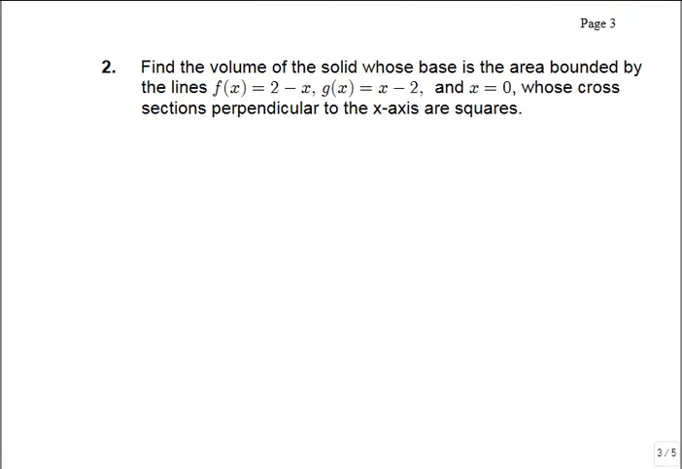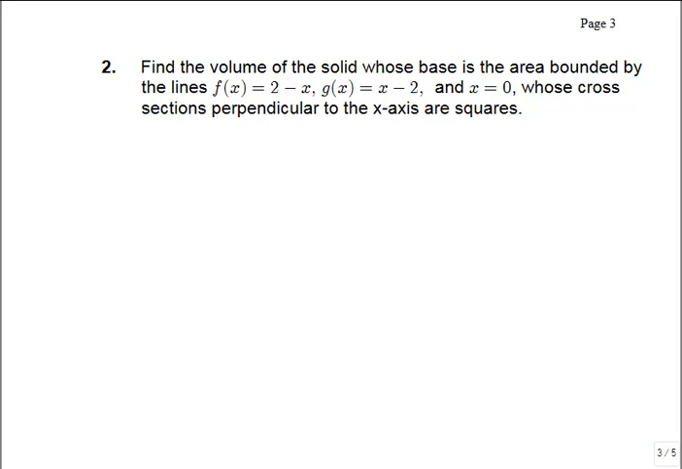Find the volume of a solid whose base is the area bounded by the lines f of x equals 2 minus x, g of x equals x minus 2, and x equals 0, whose cross sections perpendicular to the x-axis are squares. So you know you're doing these kinds of problems when the cross sections are shapes other than circles. So here we're dealing with squares.